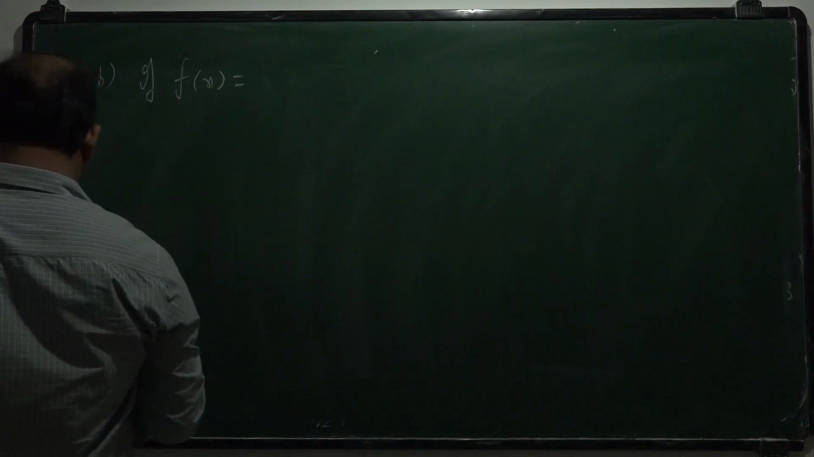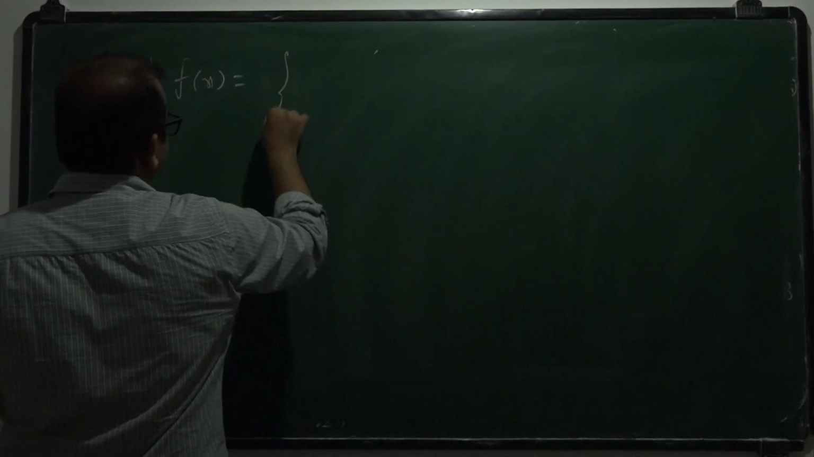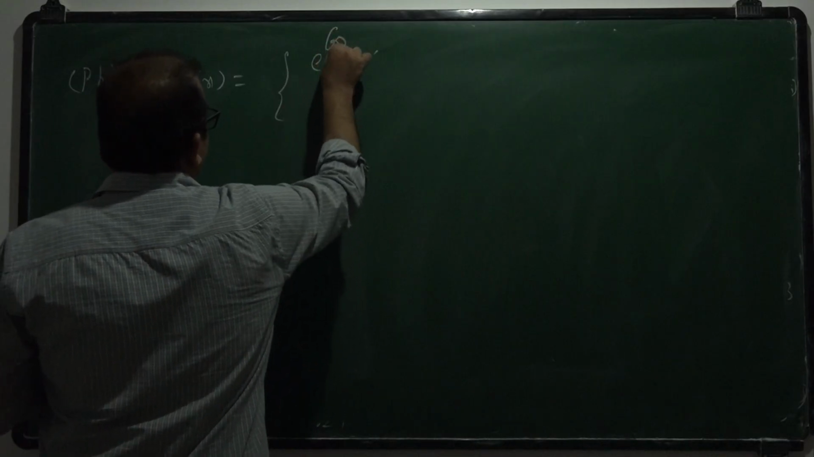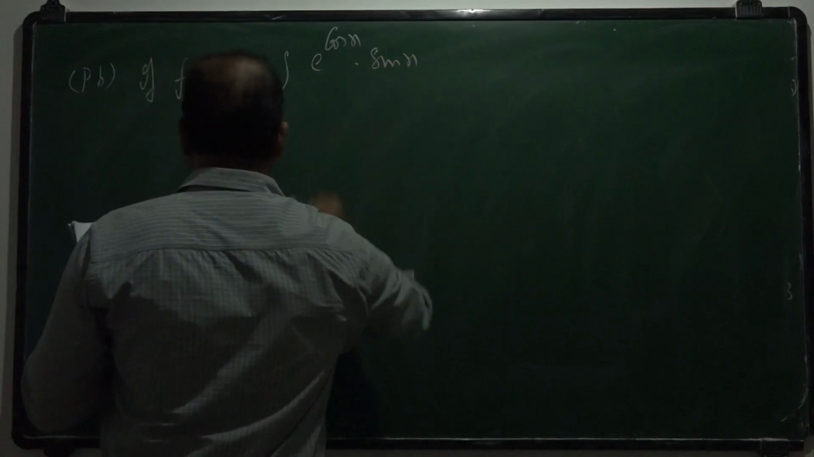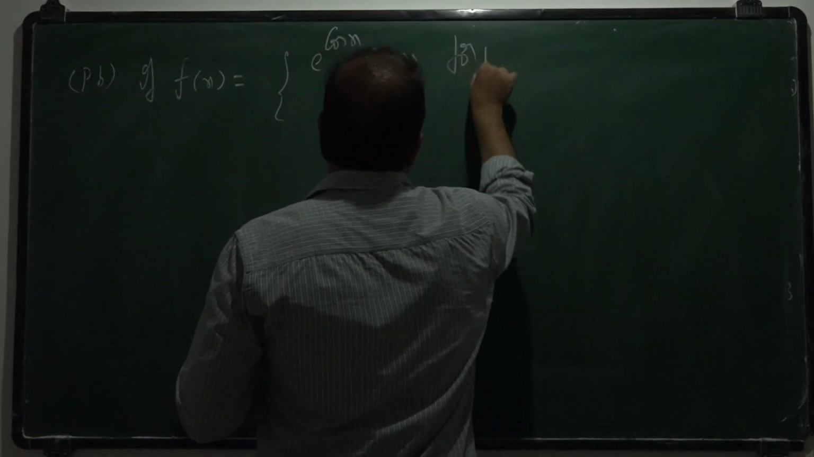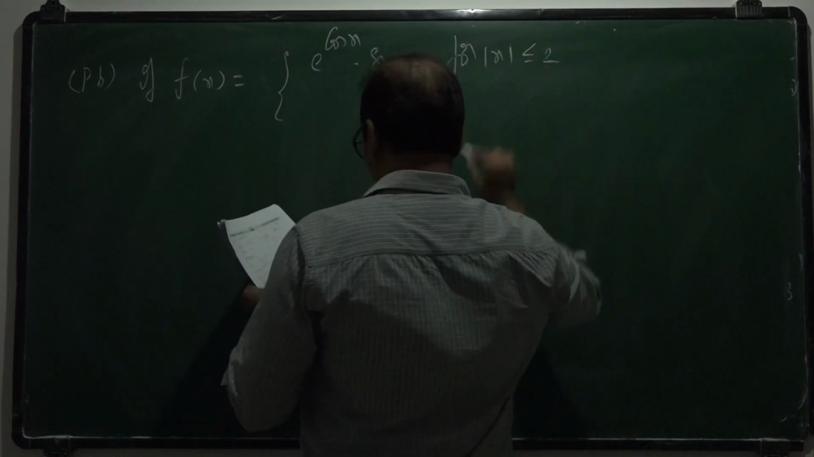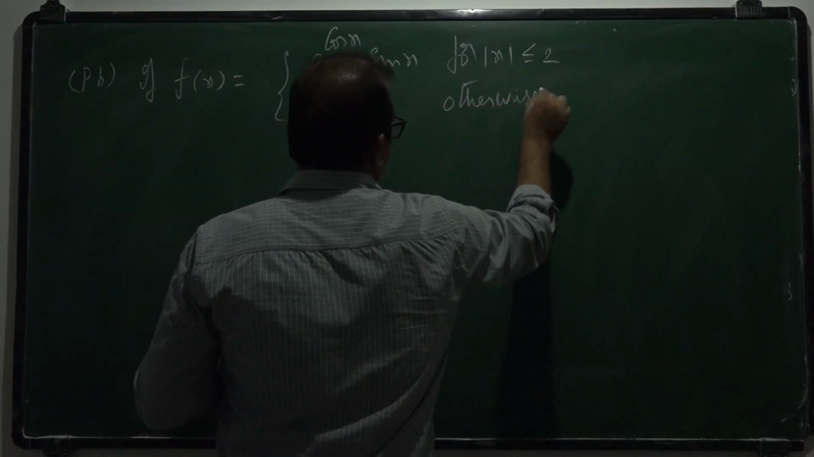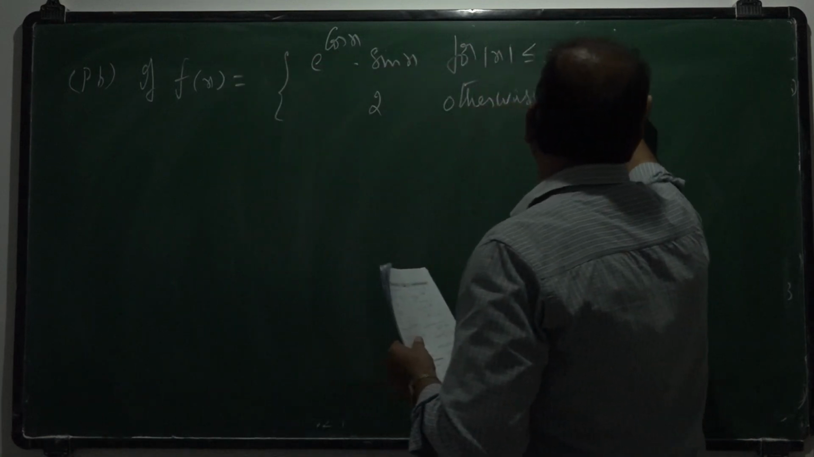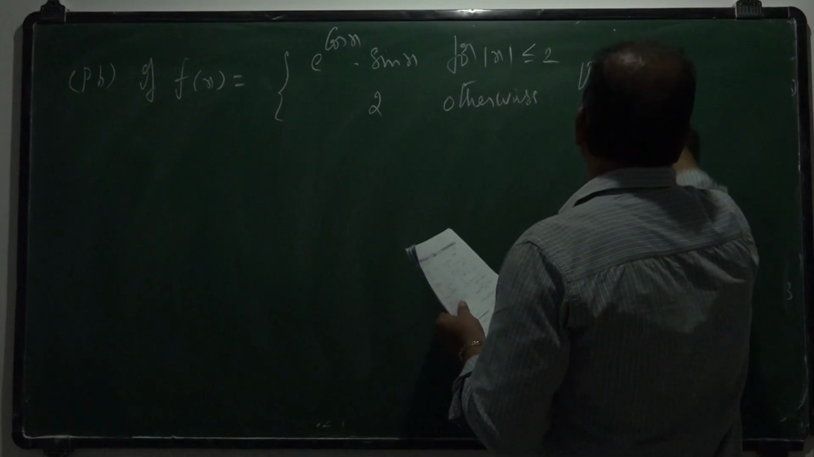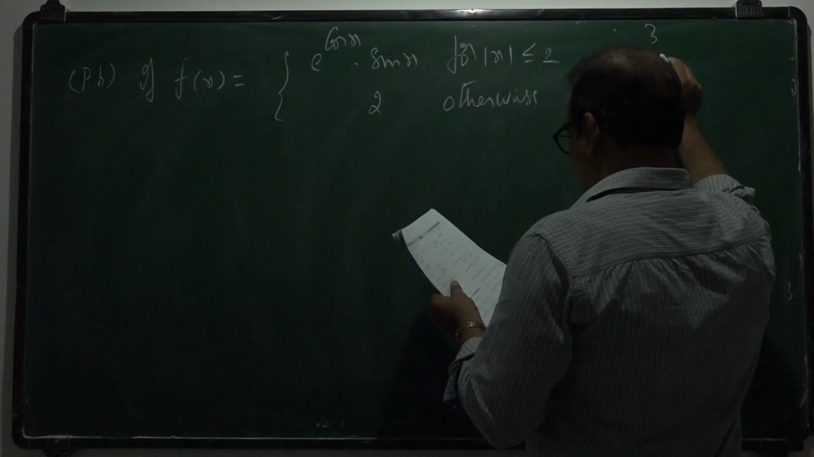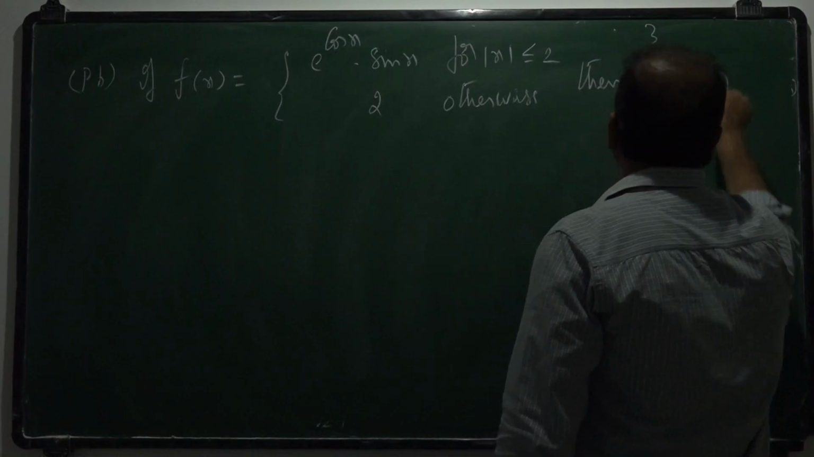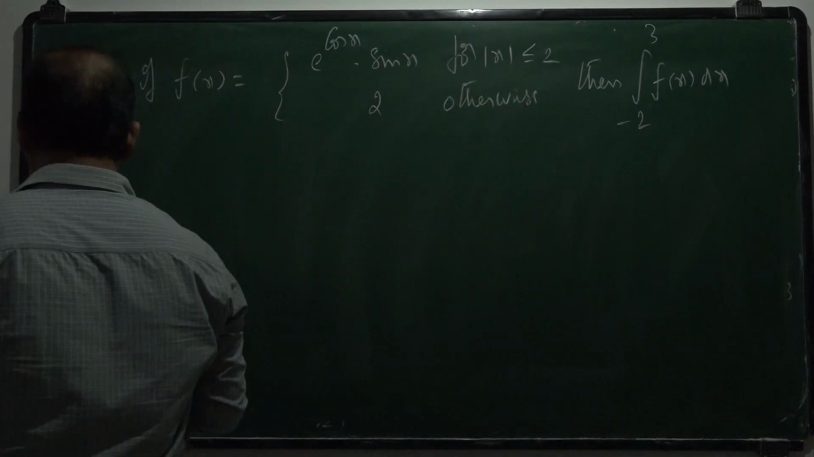Next, if f of x is equal to e power cos x into sin x for mod x less than or equal to 2, and 2 otherwise, then evaluate the definite integral from minus 2 to 3 of f of x dx. Find the value of that.